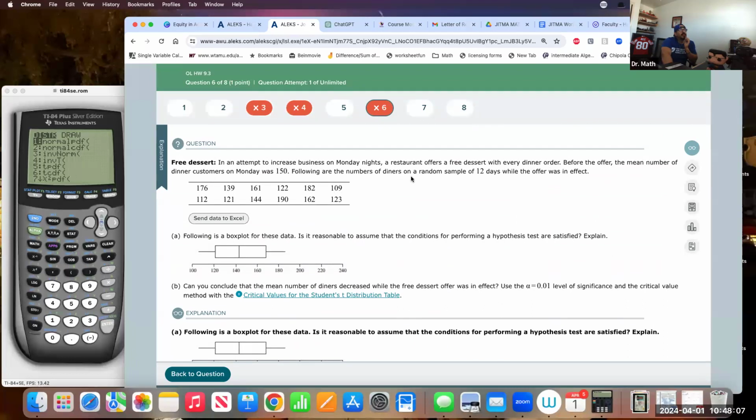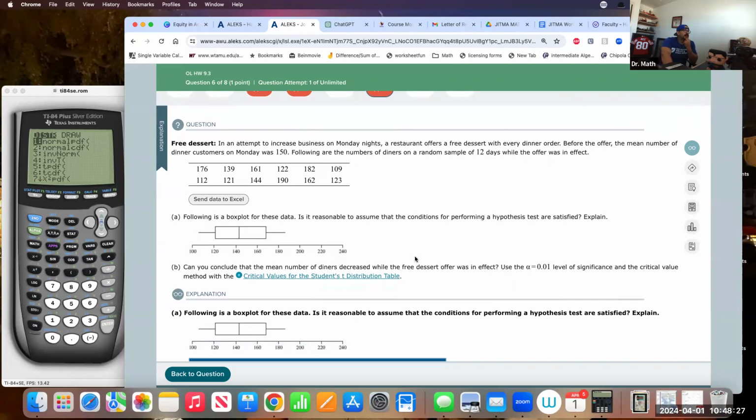Before the offer, the mean number of diner customers on Monday was 150. Following are the number of diners from a simple random sample of 12 days while the offer was in effect. These are the number of diner customers on those Mondays. And so they went ahead and made the box plot. This is what they got. Cool. So let's look at the question here. Can you conclude that the mean number of diners decreased while the free dessert offer was in effect? This time we're going to use the alpha level 0.01.